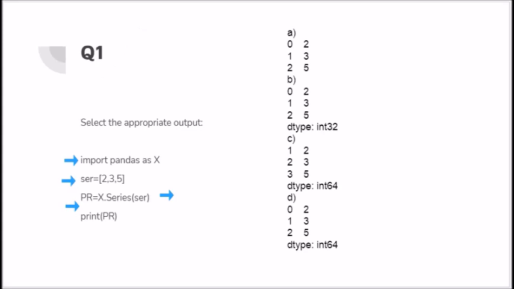So let us evaluate the outputs one by one. If we talk about the first one, there is no data type. In all the other three cases, we have a data type mentioned. So the first one gets eliminated. In the case of the second one, we have numbers like 2, 3, 5 available, and index like 0, 1, 2 available, but the data type shown over here is int32, which is wrong.